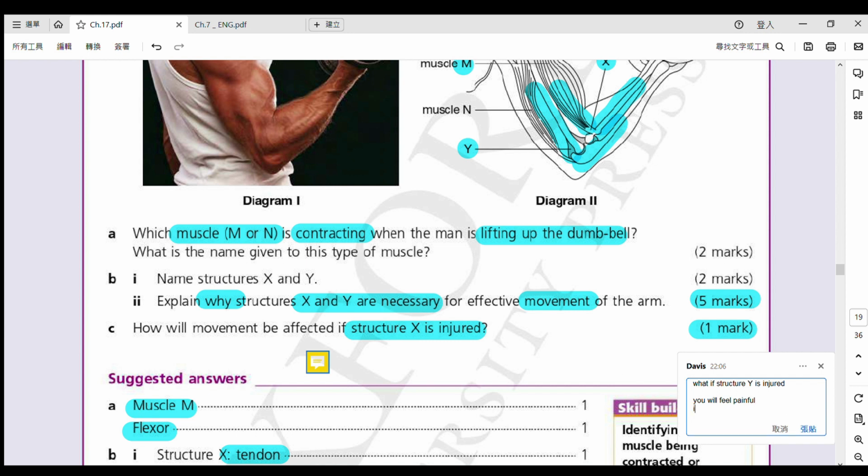Alright, so other than that, what will happen? It's also more difficult to move what? This time, is it more difficult to move the arm? Not really. It's more difficult to move the joints.